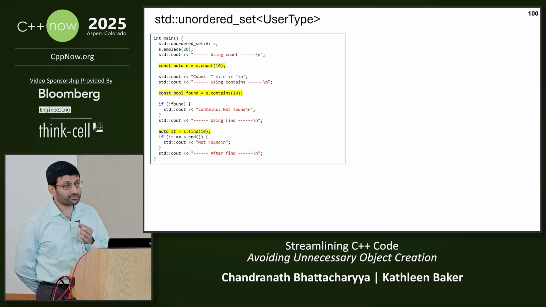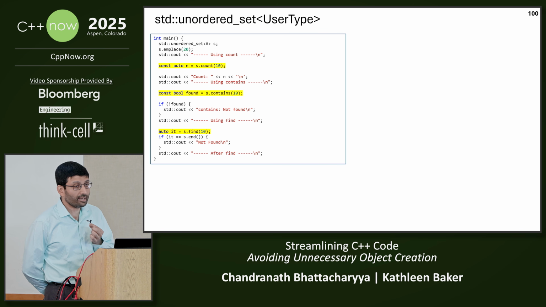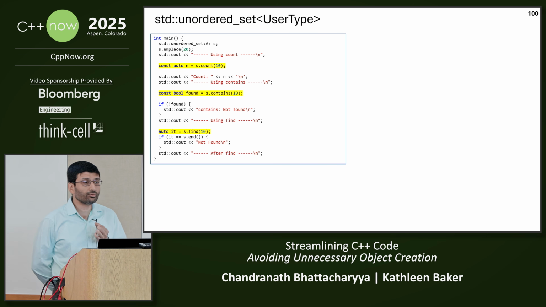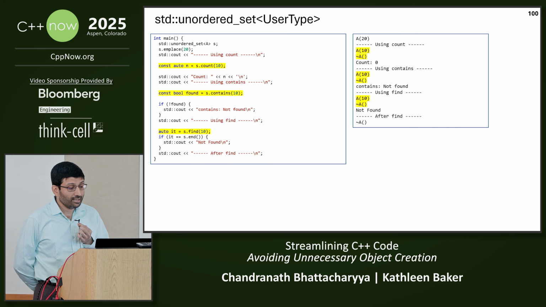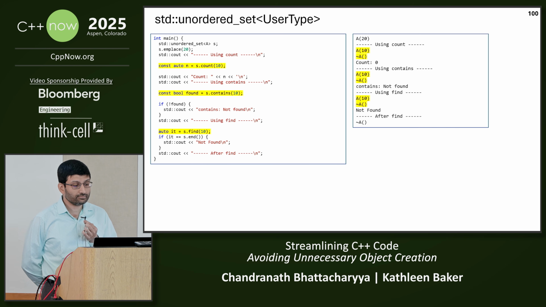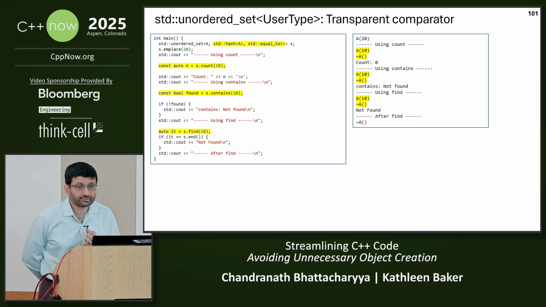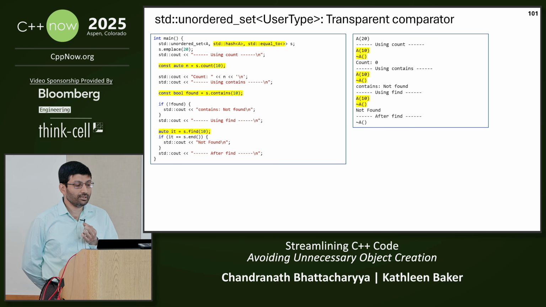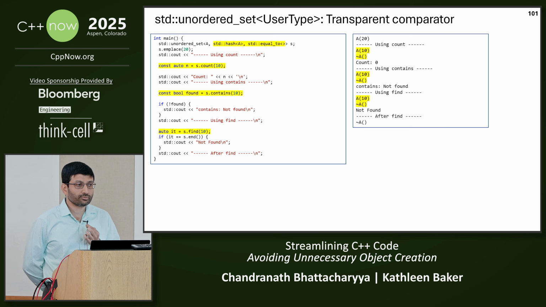With that done, let's see some code. We are just creating an unordered set, then emplacing 20 into it, and then calling count, contains, and find with 10. And as expected, they are creating extra objects. So what do we do? We just add transparent comparators to it. As you can see, we have added those two comparators over there.